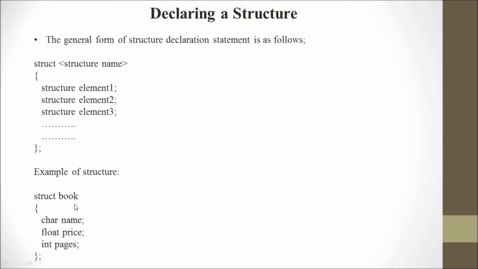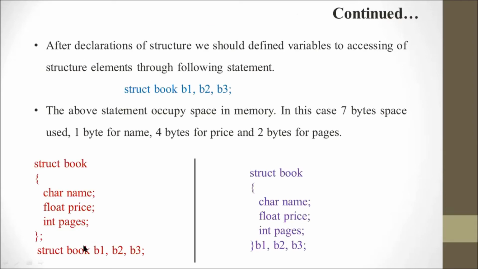We declare a structure named book, and use three variables or data types in the book: char name, float price, int pages. After declaration of a structure, we should define variables for accessing the structure elements through the following statements. So struct book b1, b2, b3. These are the three variables, and these variables can access the structure members.